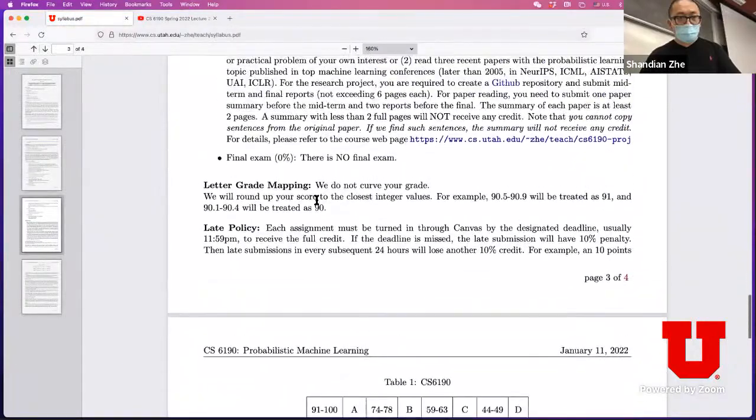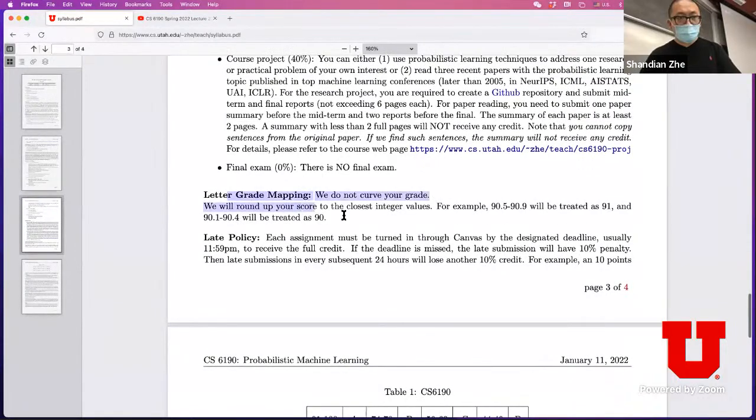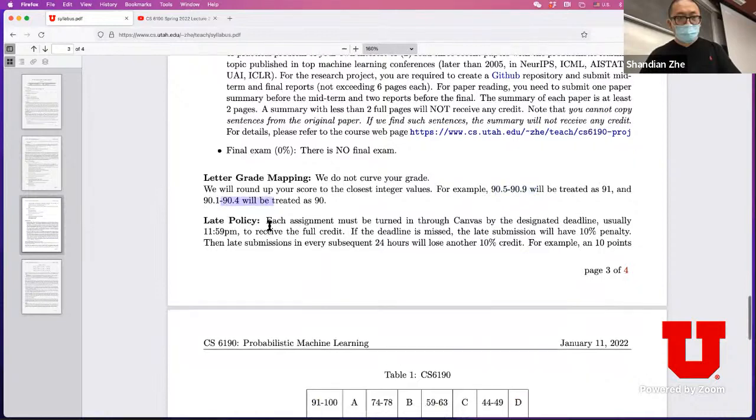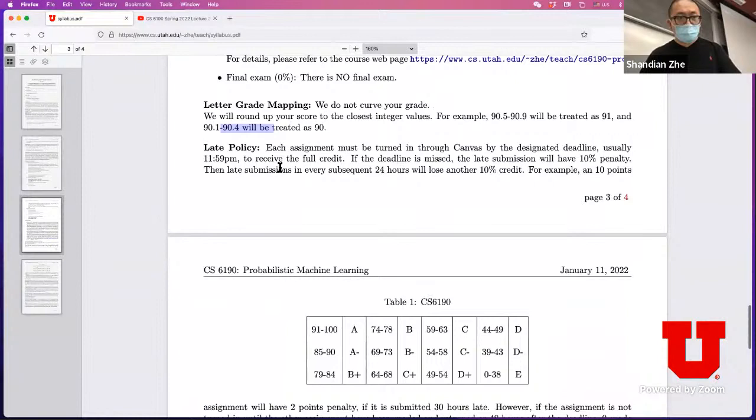Okay, so we got some letter grade mapping, and we do not curve your grade. We'll round your score to the closest integer value, like 90.5 to 90.9 will be treated as 91, and 90.1 to 90.4 will be treated as 90. Right? So here's the late policy, right?